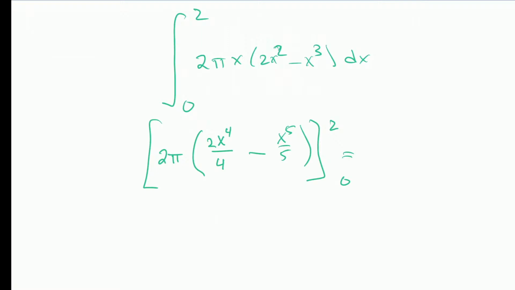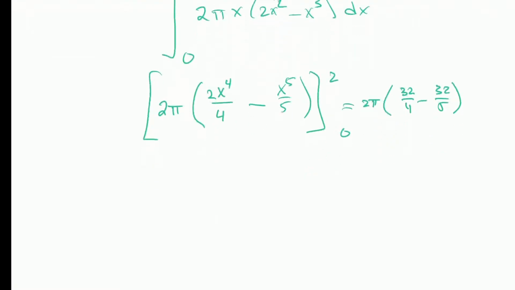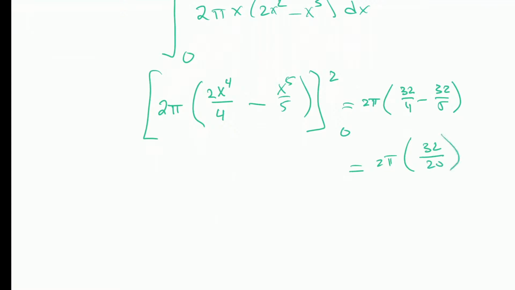So what's this end up being? 16 over 32 fourths. So 2 pi times 32 fourths minus 32 fifths, which we all know is going to be 2 pi times 32 over 20. And then that's 64 twentieths, or 32 tenths, or 16 fifths: 16 pi over 5. There we go. So that has the volume.